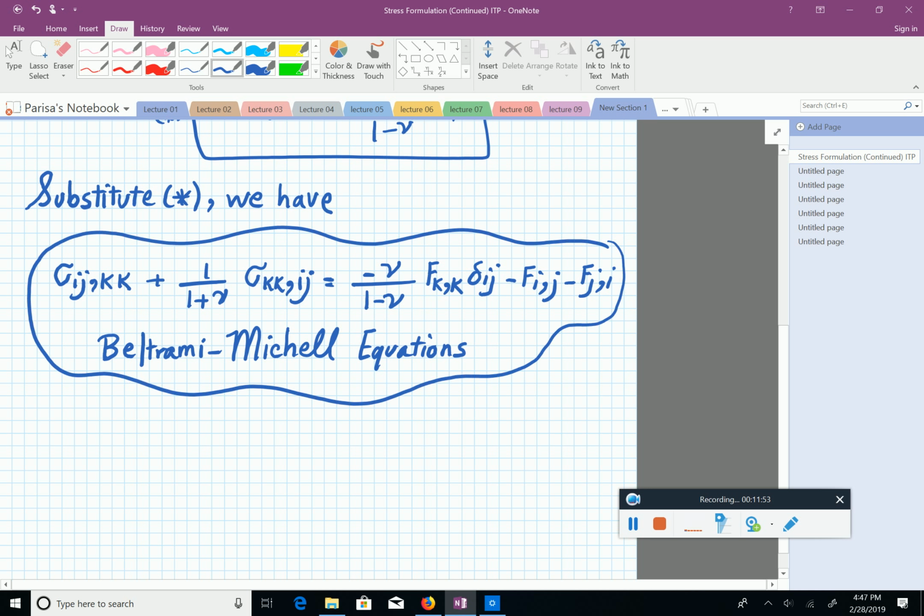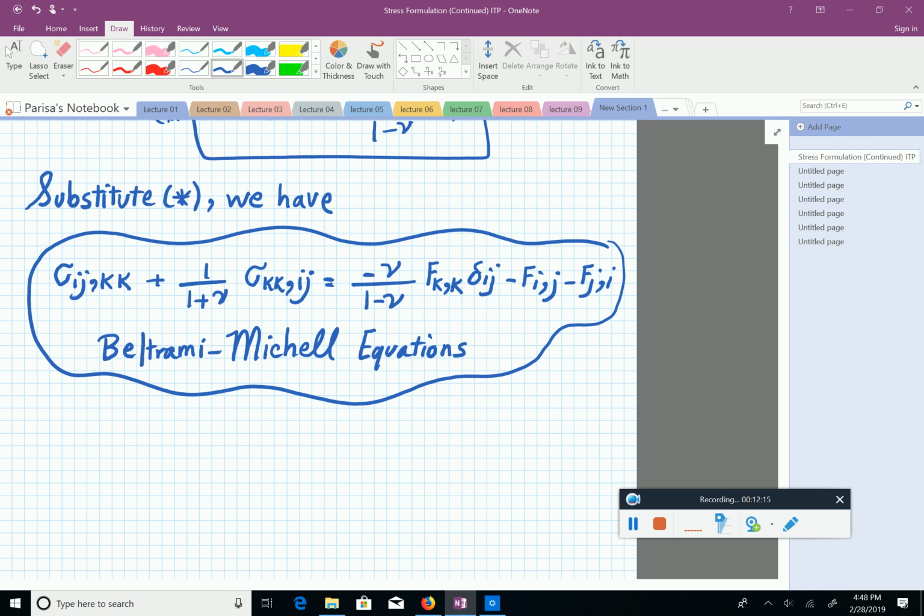So here we have now two equations: the Navier equation, displacement formulation, and the Beltrami-Mitchell equation for a stress formulation. So remember what these are used for. We collapsed all those 15 equations to get this. So now we have these.